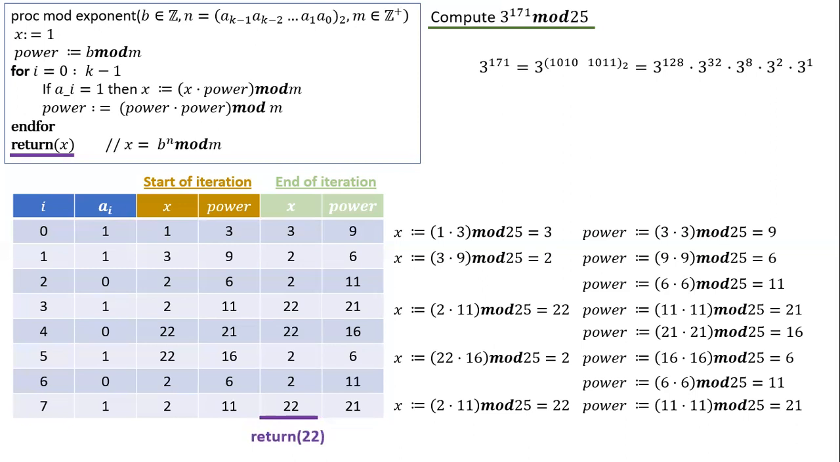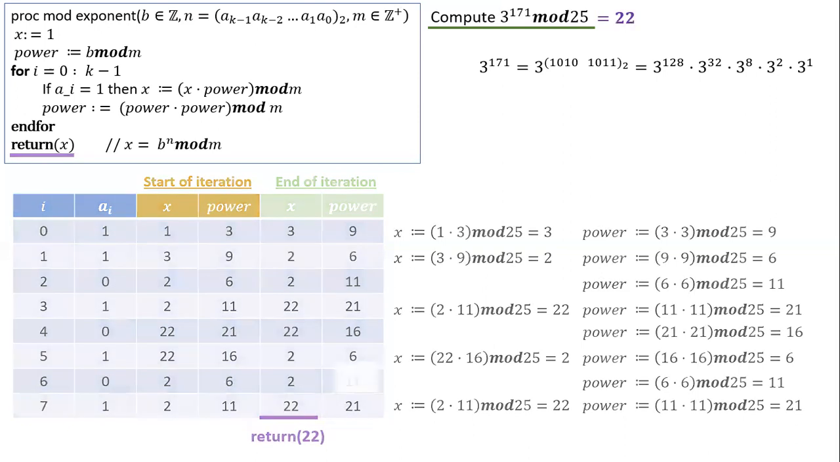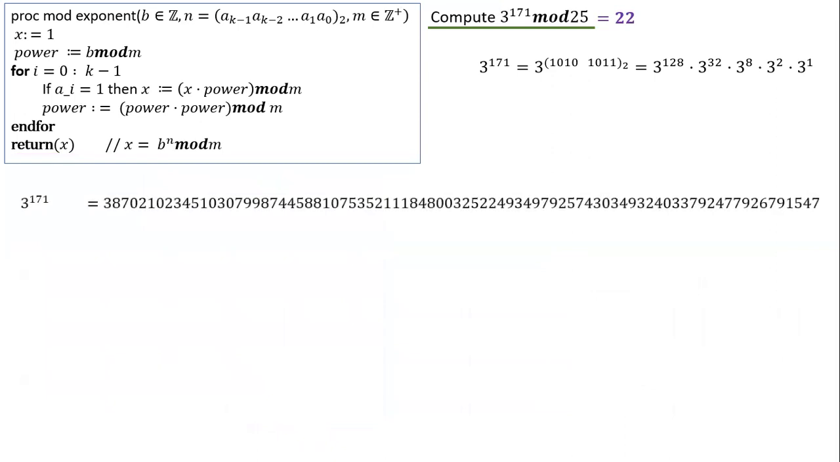And yes, I went a little bit faster here. You may not have instantly known that 16 times 16 mod 25 was 6. But I still want to take a look at what we've done here. 3 to the 171 is this massive number displayed on the screen right now. Let's shorten it down a little bit. This is 3.87 times 10 to the 81st power.